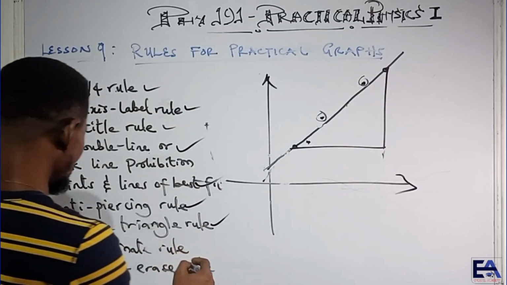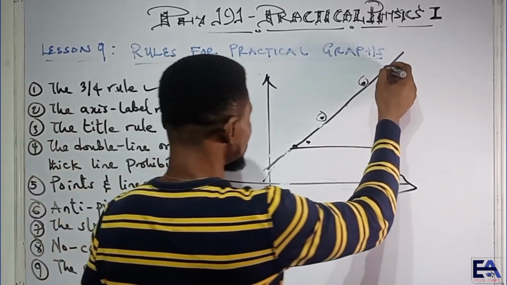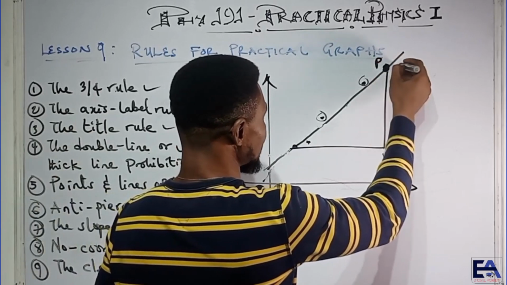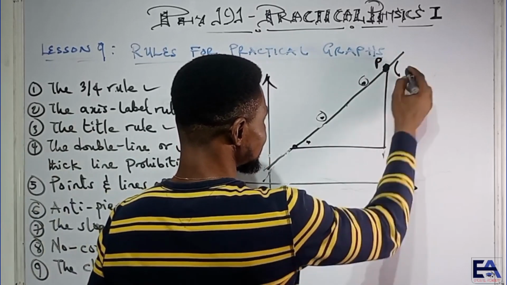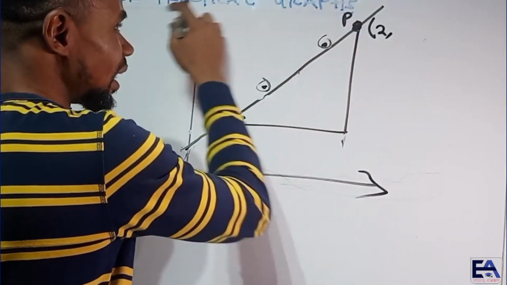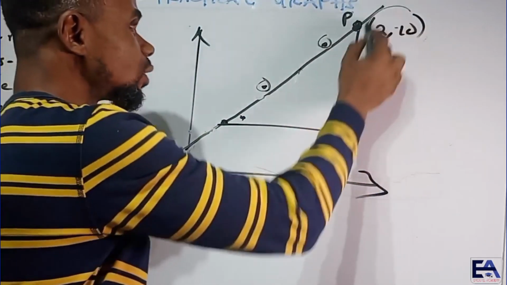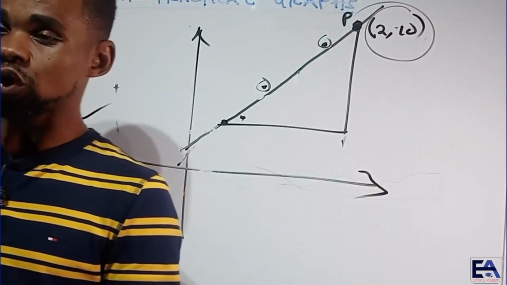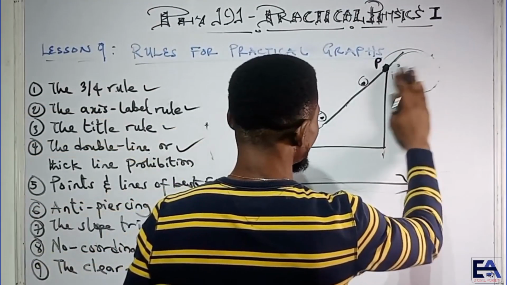Then the next one is the no coordinates rule. Please, we don't allow you, this is not mathematics. In a physics graph, you are not allowed to write the coordinates and say, okay, t is, maybe m is 2, y t squared is 10. You don't put the coordinates on your graph book. You may just put point P and point Q, and that will be all.